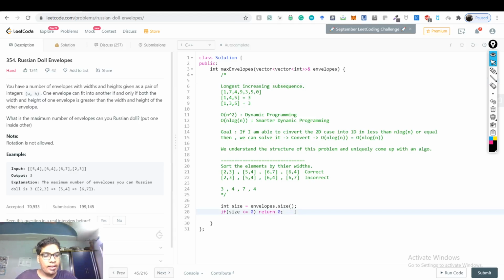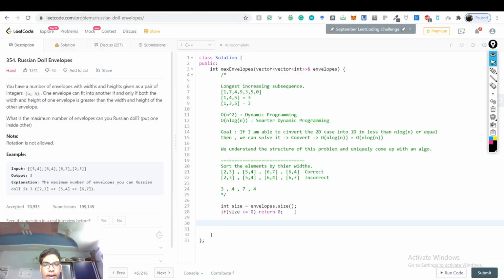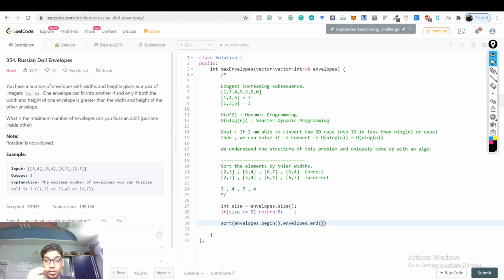So let's do that. The first thing we need to do is handle the sorting part. How do we sort the first element in this interesting manner? For that we'll need to write our own sorting function. So we just say sort. We'll need to sort from envelopes.begin() to envelopes.end(). Right now this is not enough, because it doesn't know how to compare, so we will need to write our own comparator function.